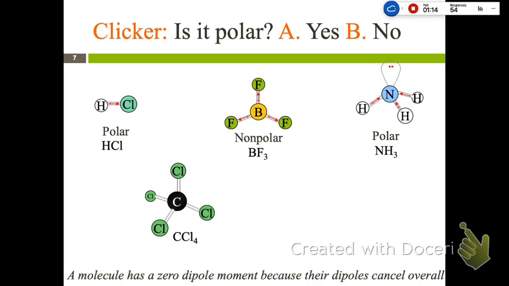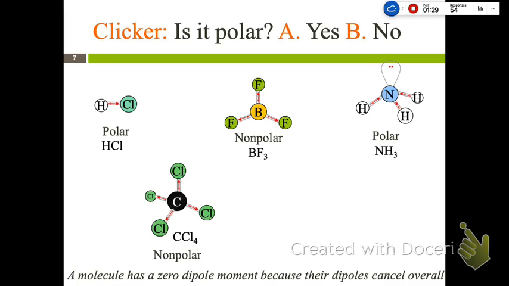Okay, we drew this. It's a tetrahedral molecule. Are there any polar bonds in this molecule? Yes or no? Yes. Every single bond is polar, but they all cancel each other out. That's what we were sitting here debating. So that is a nonpolar molecule.